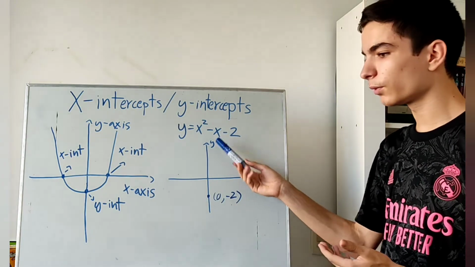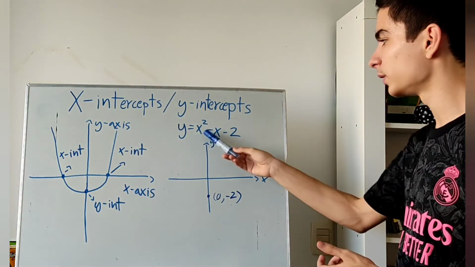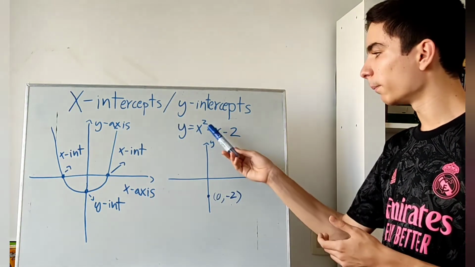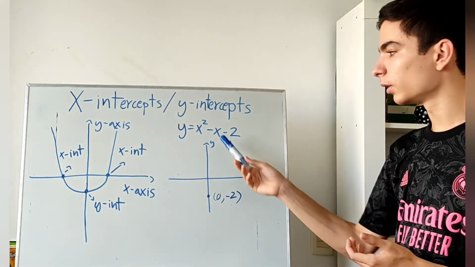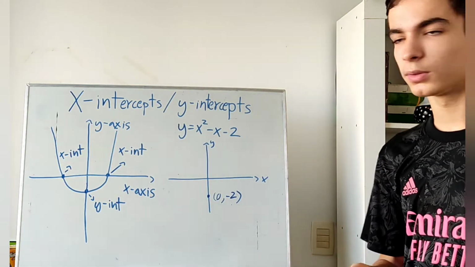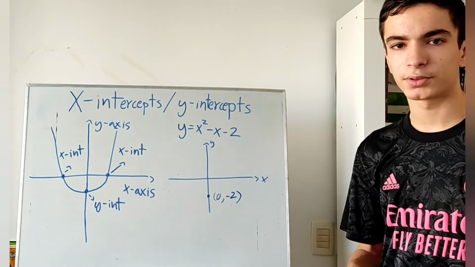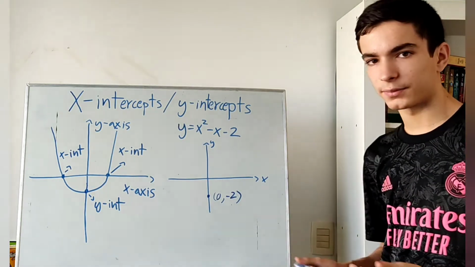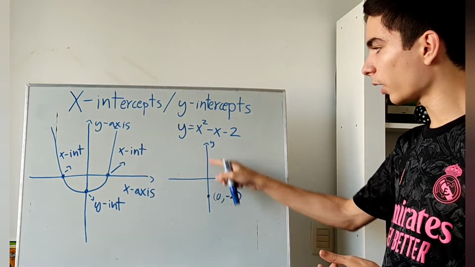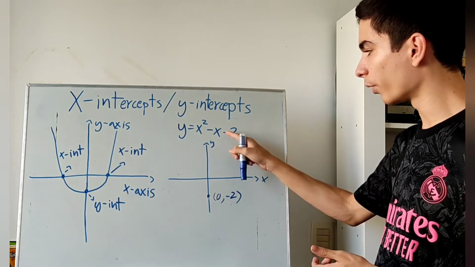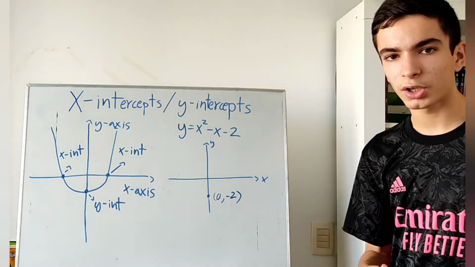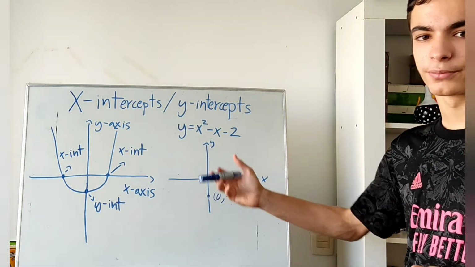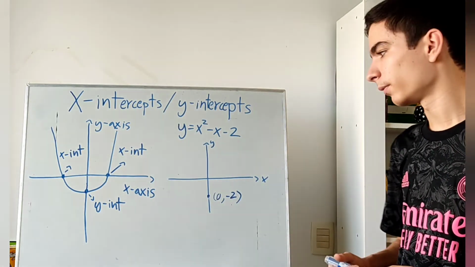So in this case, if we replace x with 0, we have 0 squared minus 0 minus 2. So 0 minus 0 is 0, 0 minus 2 is negative 2. So we just found our y-intercept, (0, -2). This is the point where this function is going to cross the y-axis, the vertical axis of the graph.